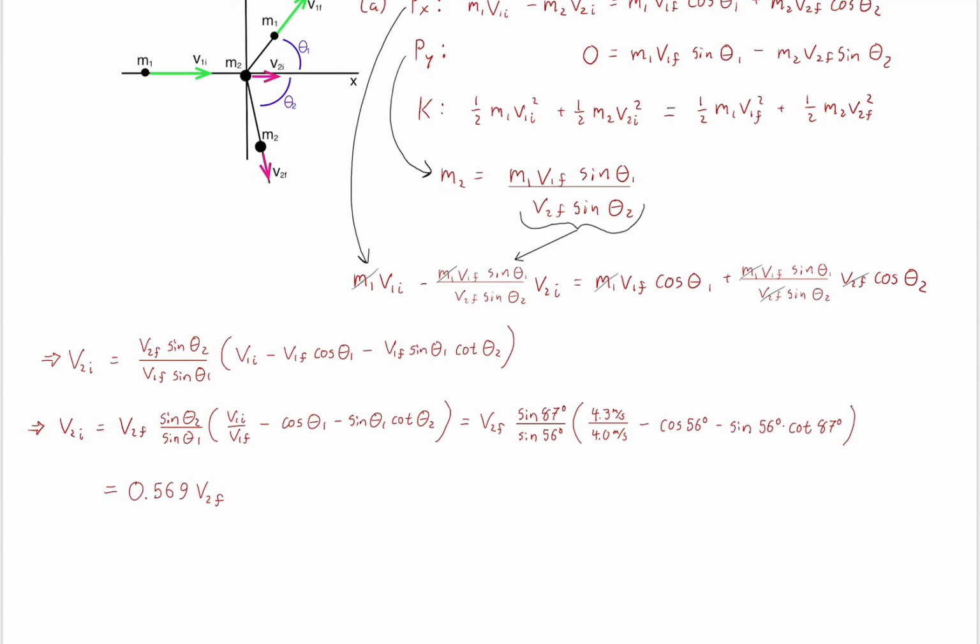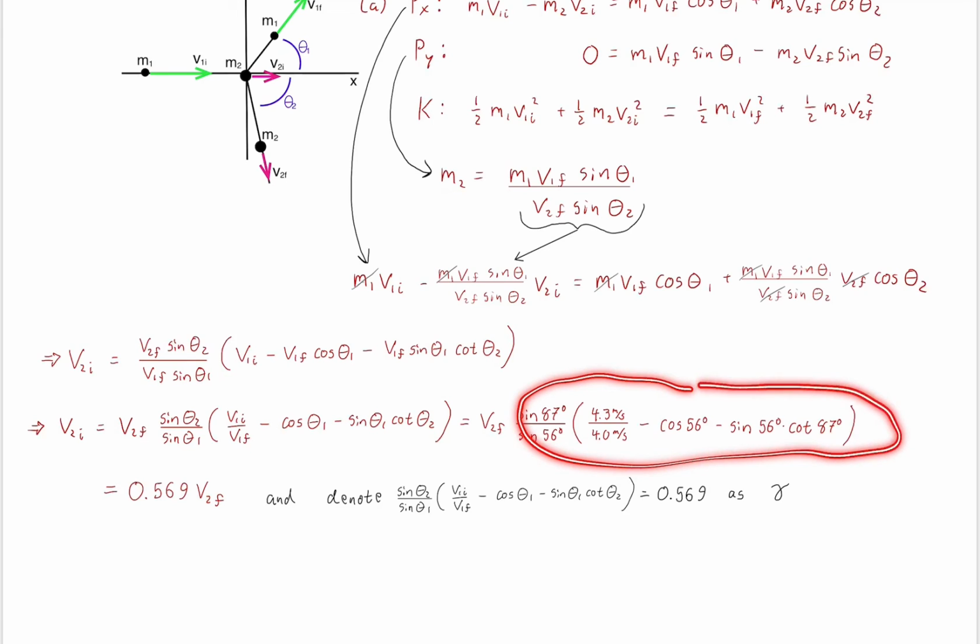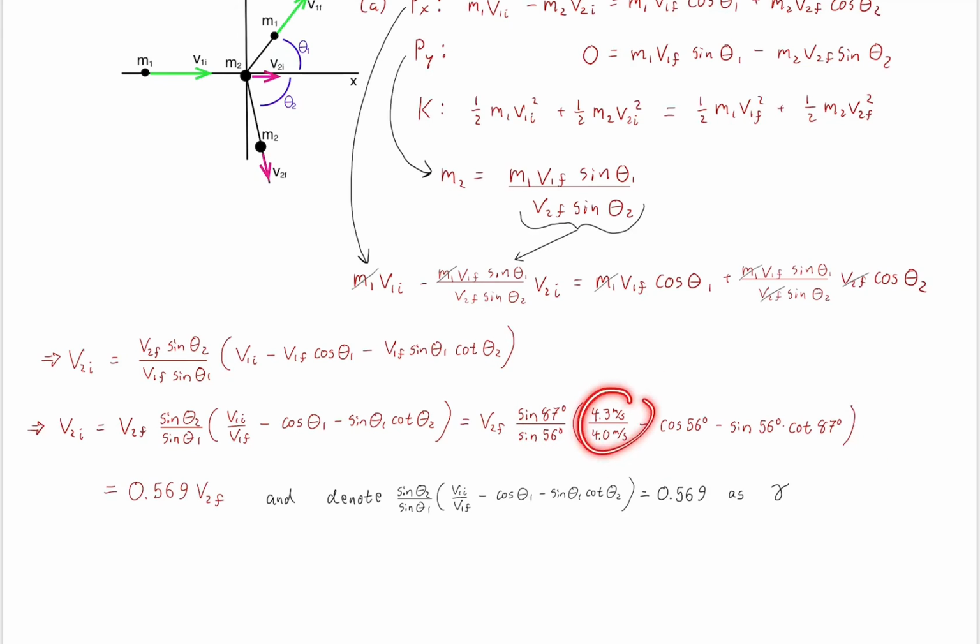What are we going to do with that? We're going to plug in the kinetic energy. I want to keep this sort of symbolic looking. I don't want a bunch of numbers that I'm multiplying all the time. So for clarity of solution, I'm going to call this coefficient gamma. It's dimensionless, as you can see, because it's just angles and a ratio of velocities.